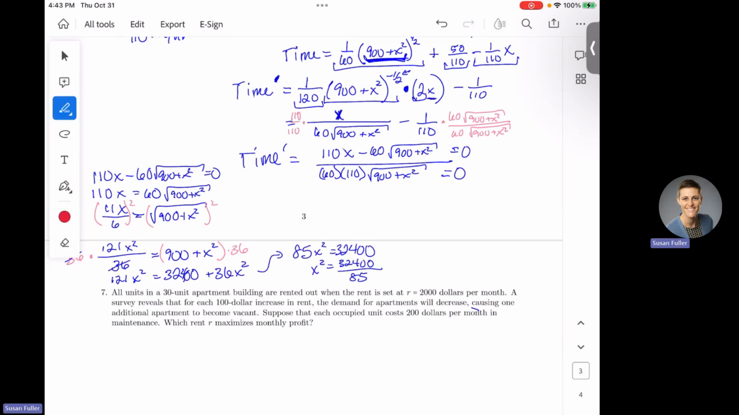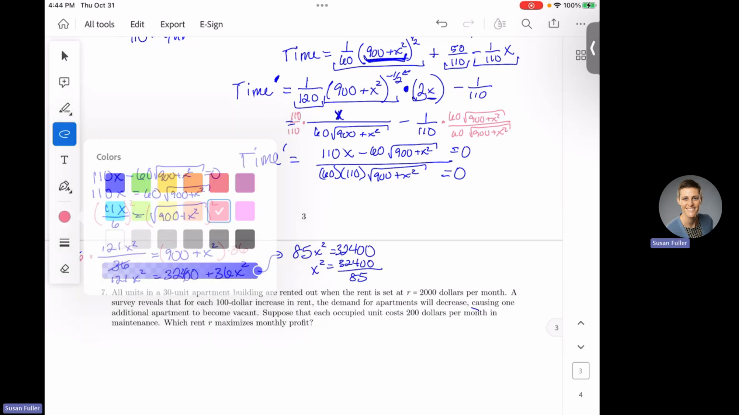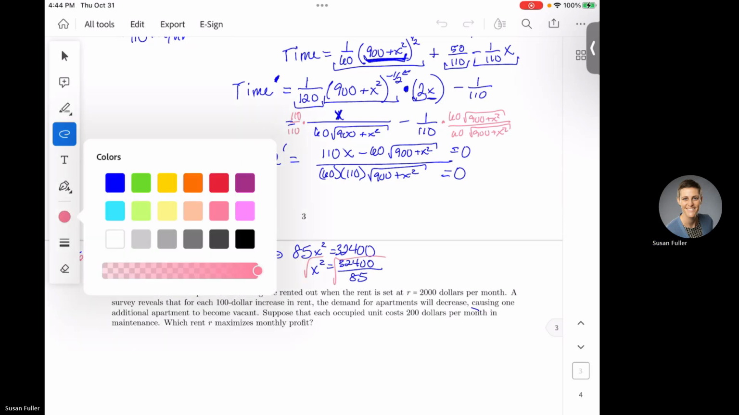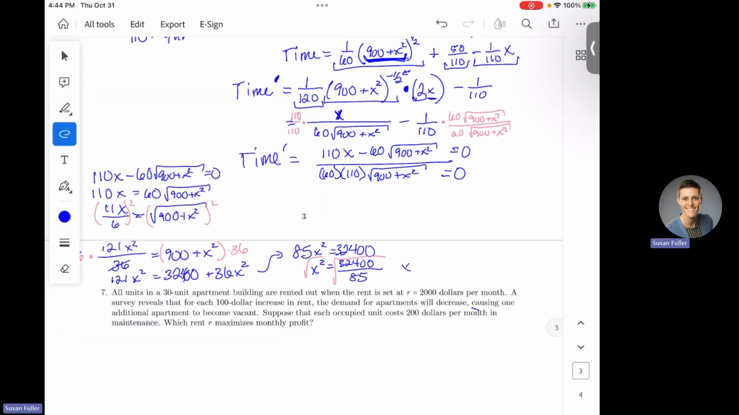And then square root both sides. We're getting there. So that means that x is equal to the square root of 32,400 divided by 85. Okay, if you wanted to, you could put that in your calculator. For me, you can just leave it like that. If your teacher wants a decimal, you can put that in your calculator. I get about 19.5237.